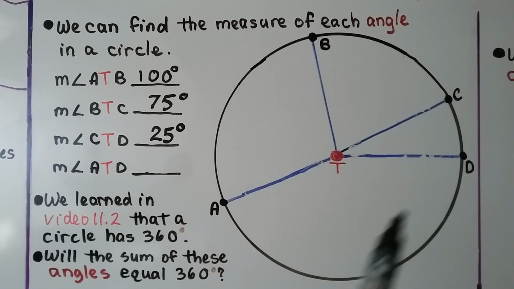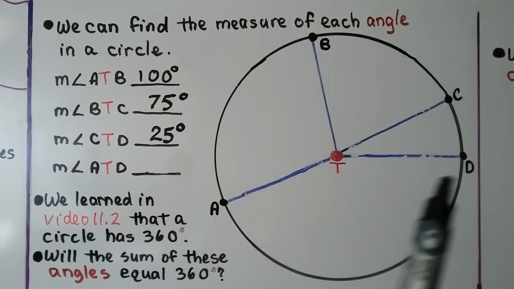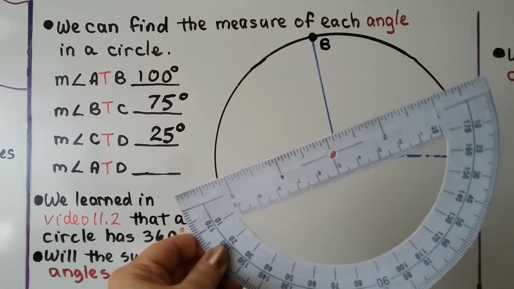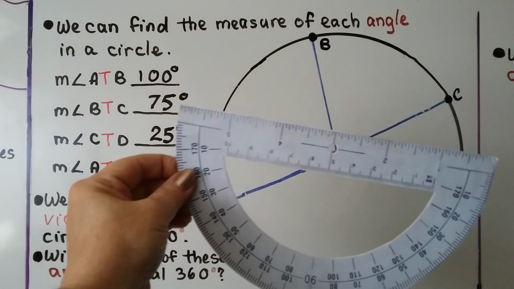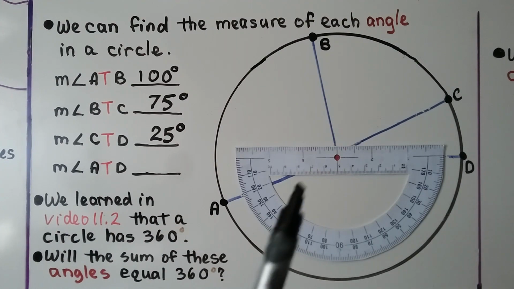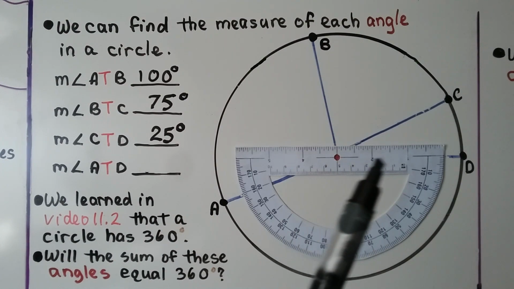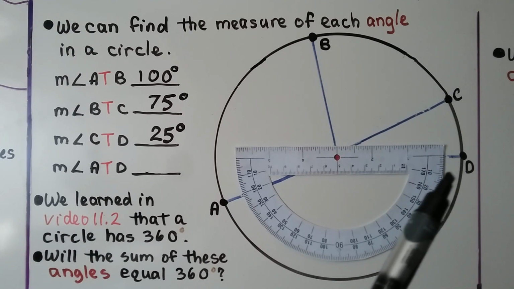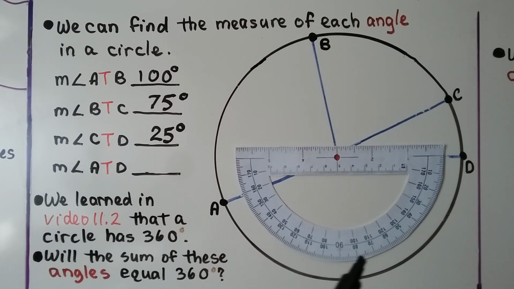Now we need to find this big angle, angle ATD, and we can line our protractor up like this to find the angle measure, or we could line it up like this. We line the red dot with the center of the protractor. We have this side at 0. And if that's 0, we have 10 right here. So we're going to use the outside scale of the protractor, and we can see it's 160 degrees.